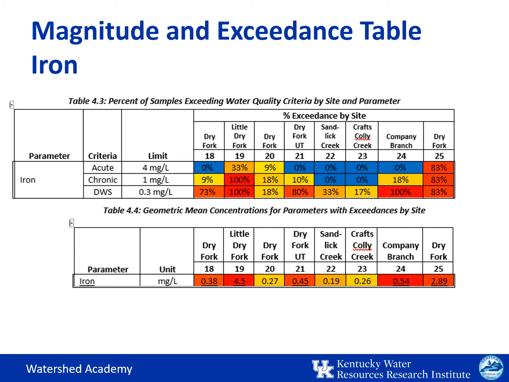Here's a similar example of the same type of approach, but for iron in this case. So we have a drinking water supply standard, a chronic threshold, as well as an acute threshold. And you can see the percent exceedance and the concentration. And this enables you to see how different uses are impacted based on the same data set.